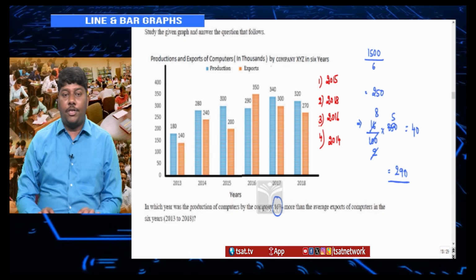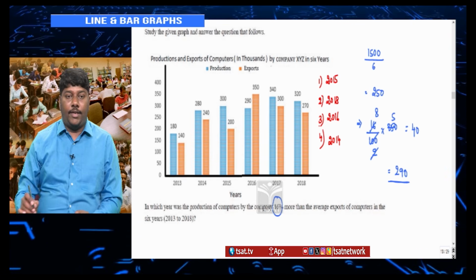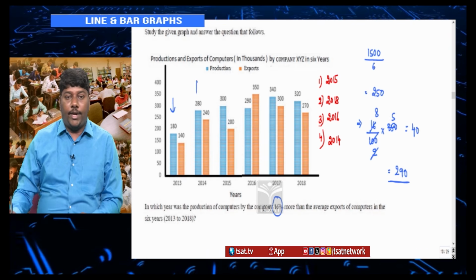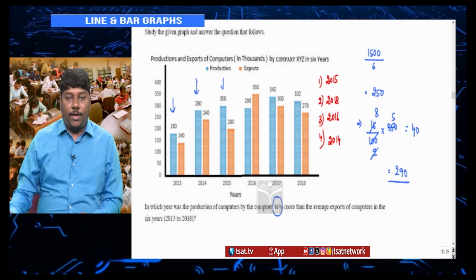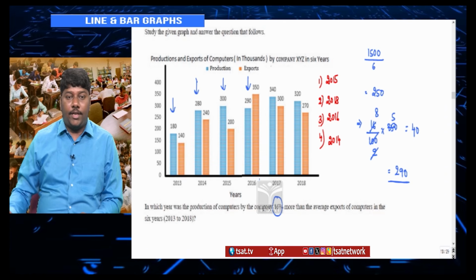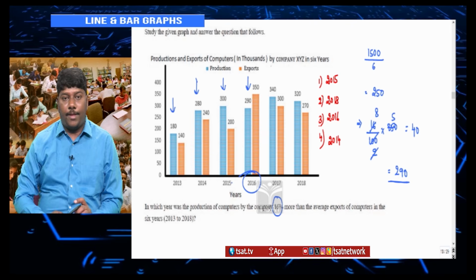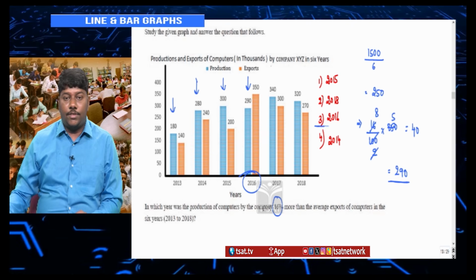I am asking you in which year the production is equals to 290. Look at this is 180, this is 280, this is 300, this is 290. So 290 is the production in the year 2016. So the answer is 2016.